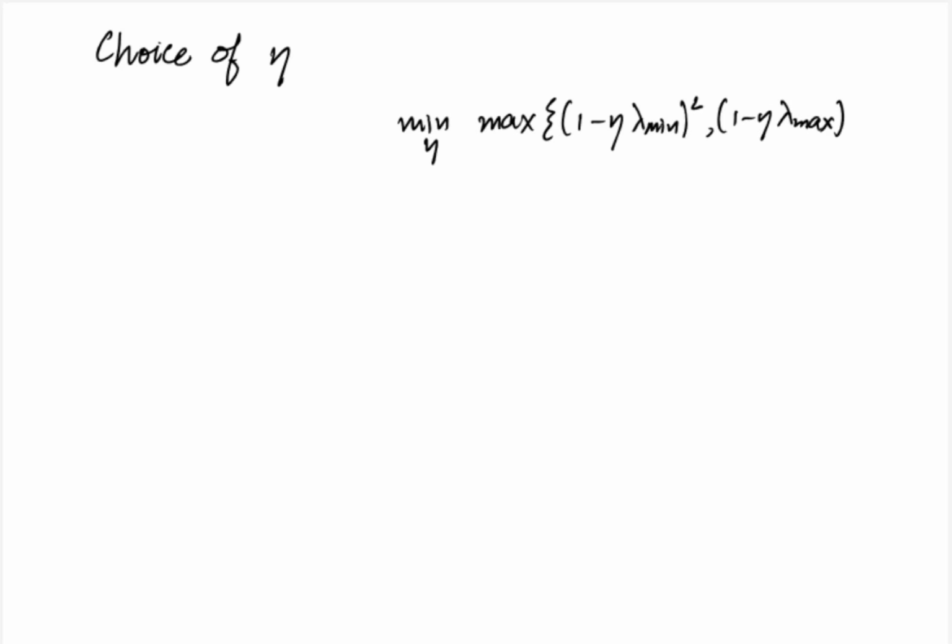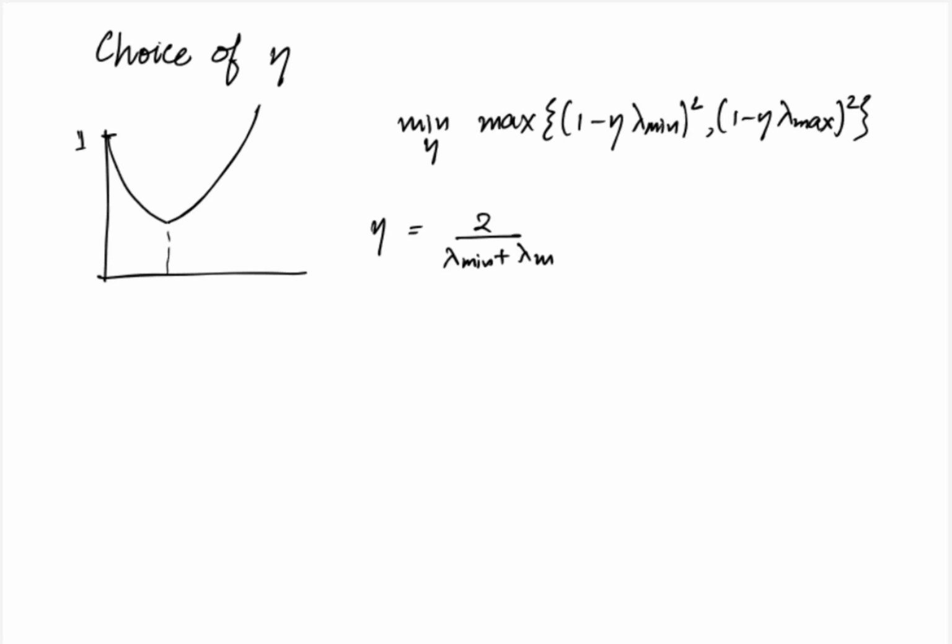Now we just need to choose eta so that the bound is the most effective. In fact, we want to minimize this particular term, max of (1 minus eta lambda min)^2, (1 minus eta lambda max)^2. Now if you try to plot this as a function of eta, we will see that this function is 1 when eta equals 0, and then it decreases from there. But when eta is large, it starts increasing. In fact, you can convince yourself that this is minimized when both the terms within the maximum are equal. And that happens when eta takes the value 2 divided by (lambda min plus lambda max).